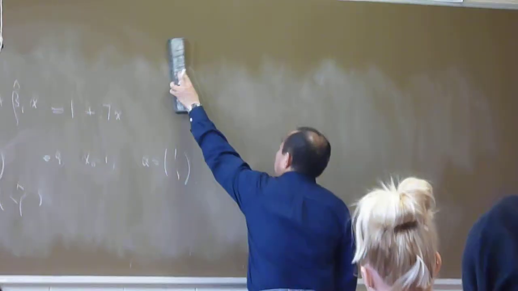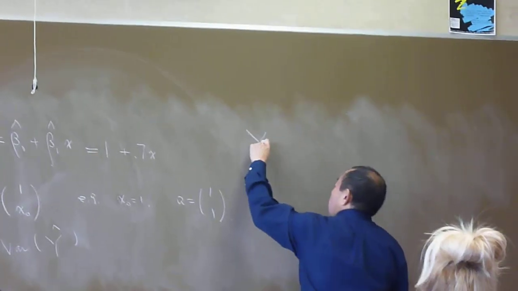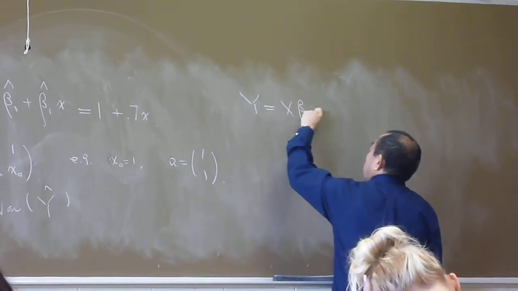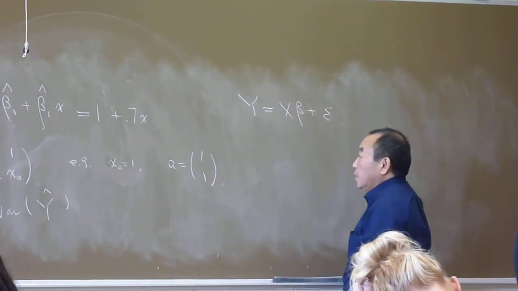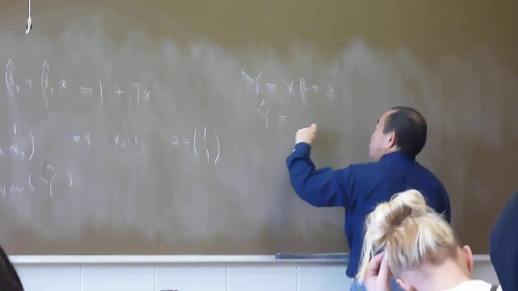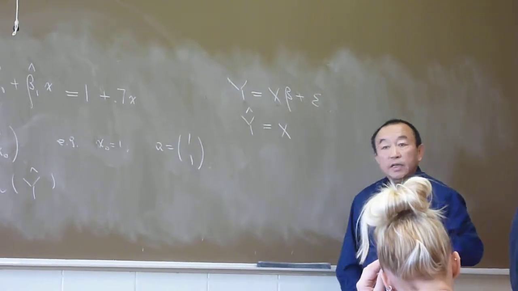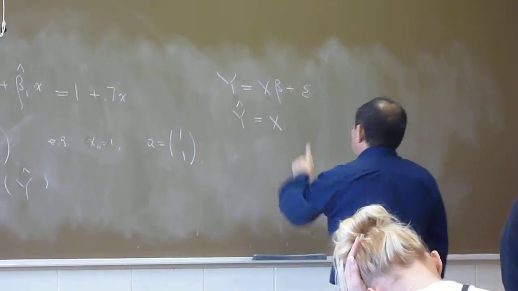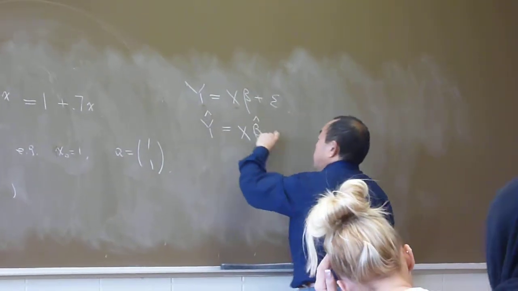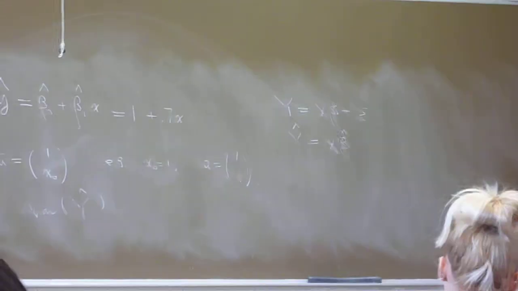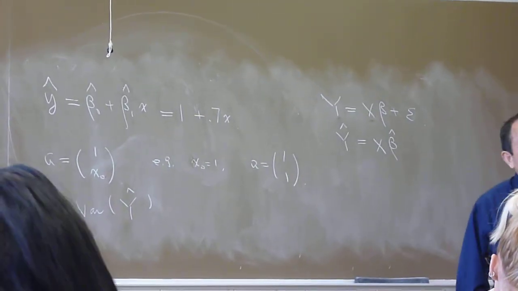Sorry. Maybe I should start here. Let's recall y is equal to x times beta plus this. Now I'm predicting y hat. X is not changed because x is just the constant, your design value. But beta is beta hat. So I'm trying to compute the variance of y hat. Okay?